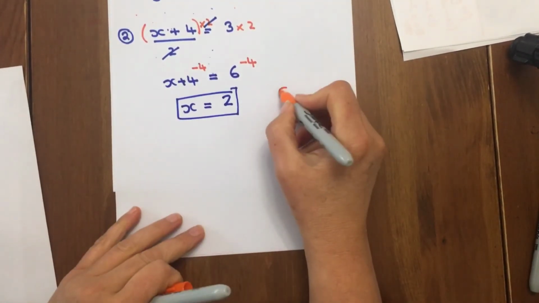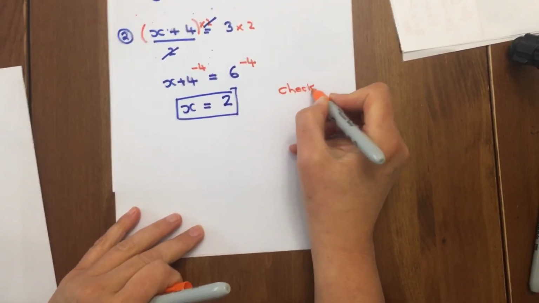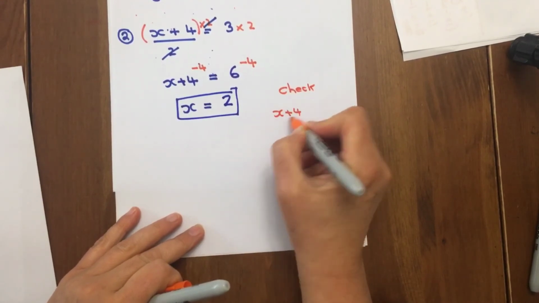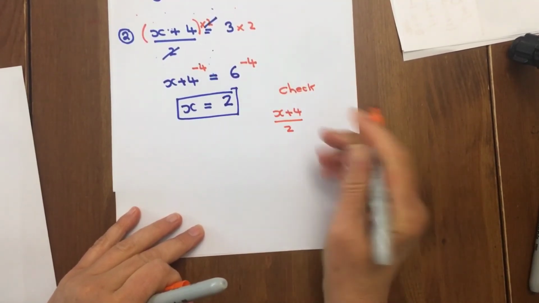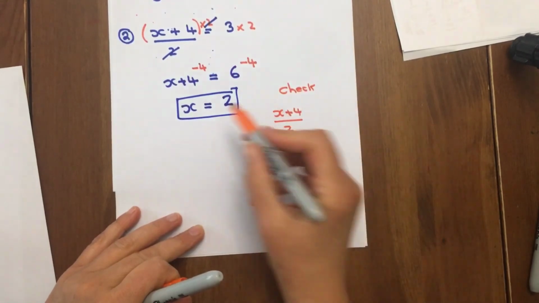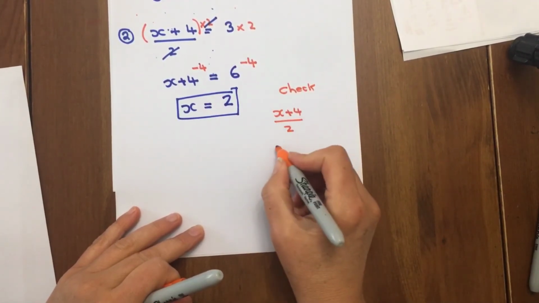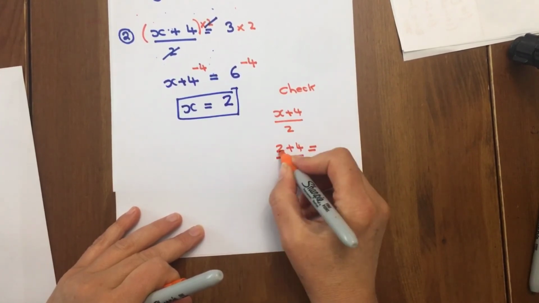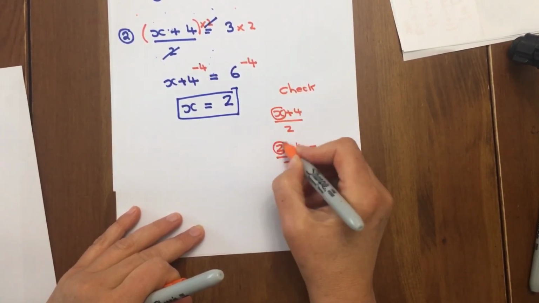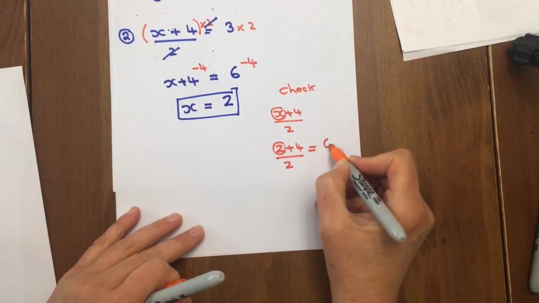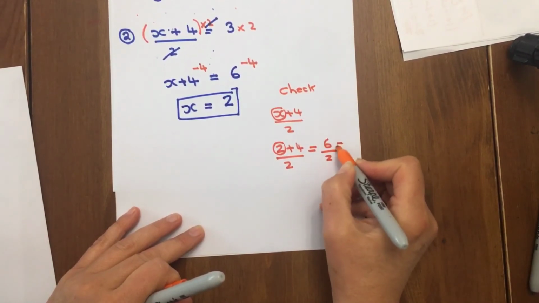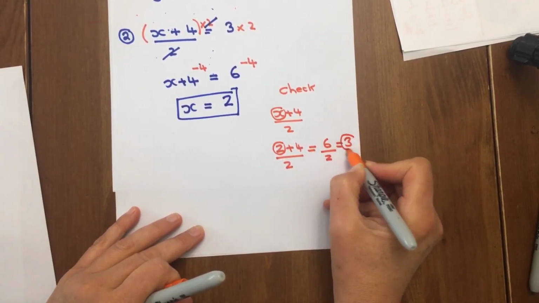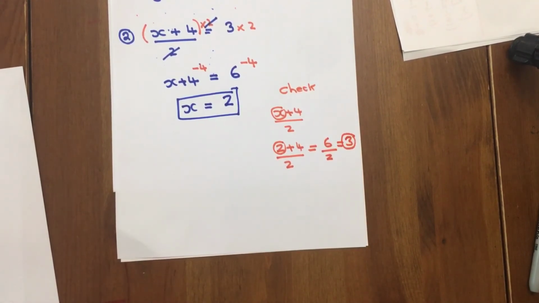I'll just do a quick check for that one. I'll just write it out. I've got x plus 4 divided by 2. We want to get the answer to be 3. So let's try. Let's put x equals 2 into here. 2 plus 4 divided by 2. So instead of writing x, I'm writing 2. 2 plus 4 is 6. Divided by 2 is 3, which is the answer I want.